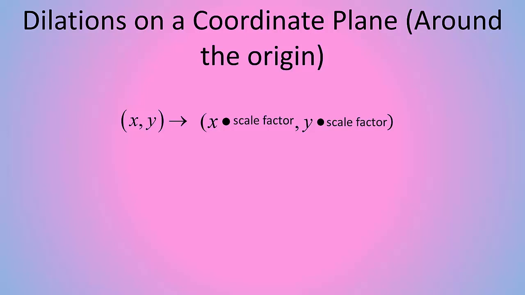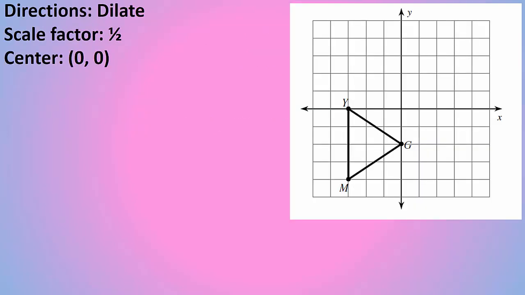Today we're going to focus on dilations on a coordinate plane, and we will be dilating around the origin. When we dilate around the origin, we use the rule (x, y) transforms to (x times the scale factor, y times the scale factor). And so we'll look at our first example.